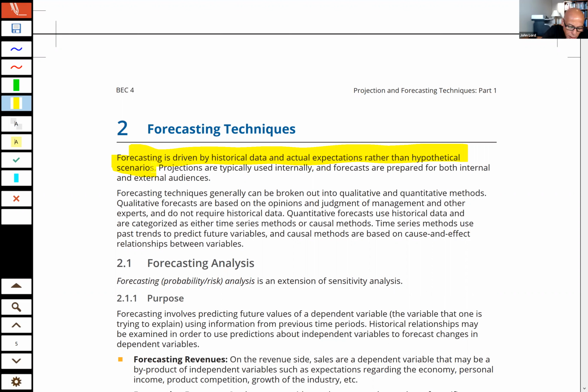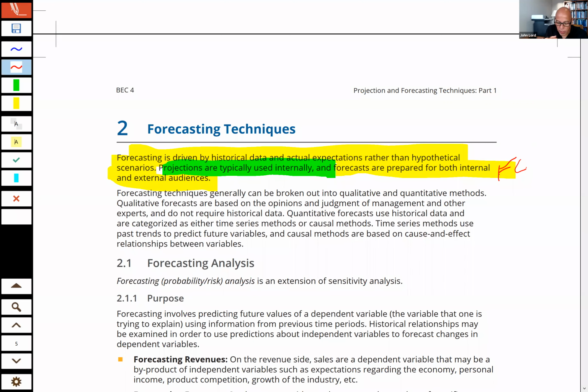Okay, now for that reason, because of that hypothetical assumption, projections are typically used internally. A forecast is something that can be used both internally and externally. So basically what they say is that a forecast is okay if you're trying to produce something for the investing public to take a look at, whereas a projection would be something that you would use if you're negotiating directly with somebody for a loan or something like that, say a bank.